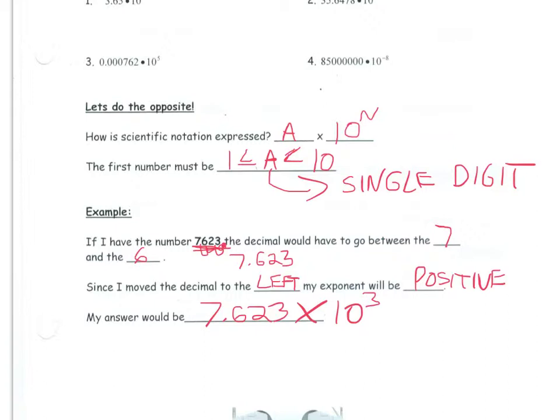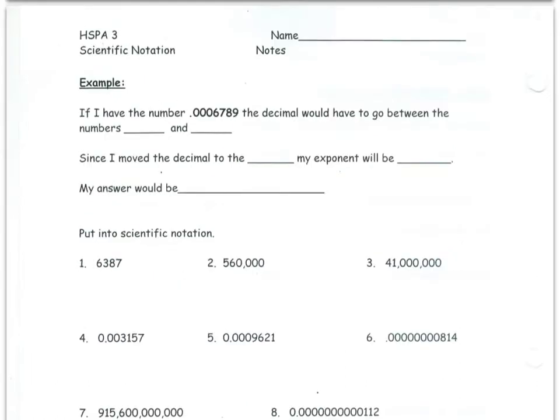Sometimes we get confused: if I move it to the left, is it negative? But now it's positive. That might confuse students. Here's the easy way to remember it. This is a big number, 7,623, so when you put it into scientific notation, you should be left with a positive exponent. I'm going to emphasize that more. That makes more sense. Okay, let's look at the next example on the back side of this page.